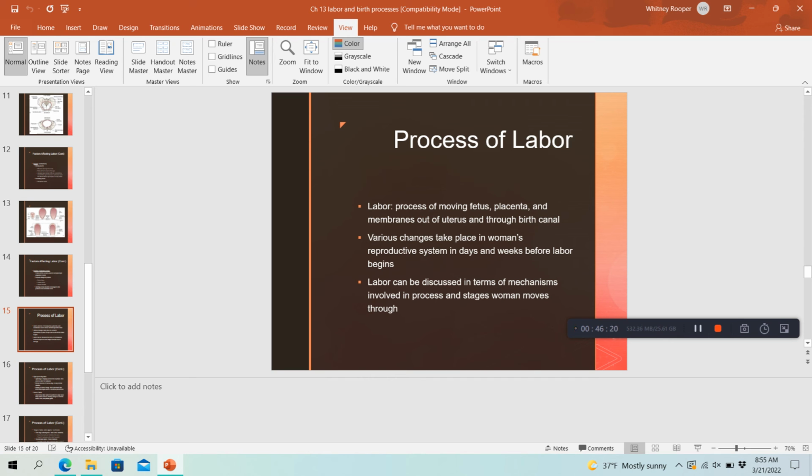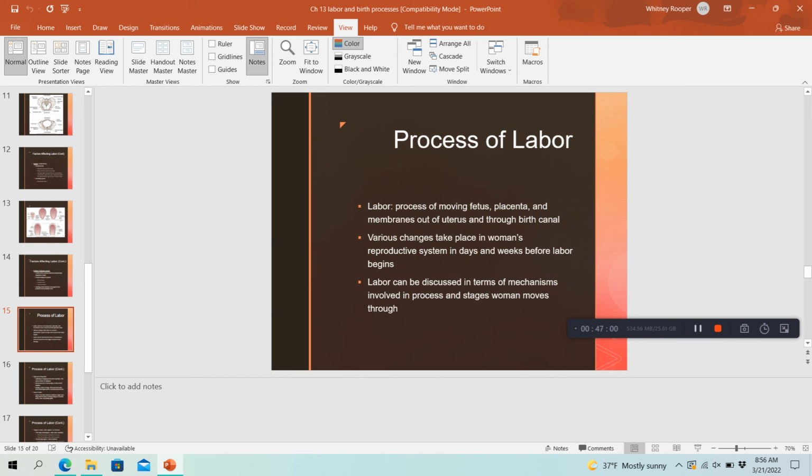All right, so let's go just a little bit further and then we'll take a break. So now we talked about the 5 P's and how they affect labor and birth. Now we're going to talk about labor specifically. We're going to talk about the stages of labor in a minute. So labor is the process of moving the fetus, the placenta, and the membranes out of the uterus and through the birth canal. Remember, you've got the baby, you've got the placenta, and then the membranes are what's holding all that amniotic fluid in. So the membranes sort of hold it all together. They surround the placenta, they surround the baby, and it's the big balloon, within the big balloon of the uterus, that the baby is inside, in amniotic fluid.